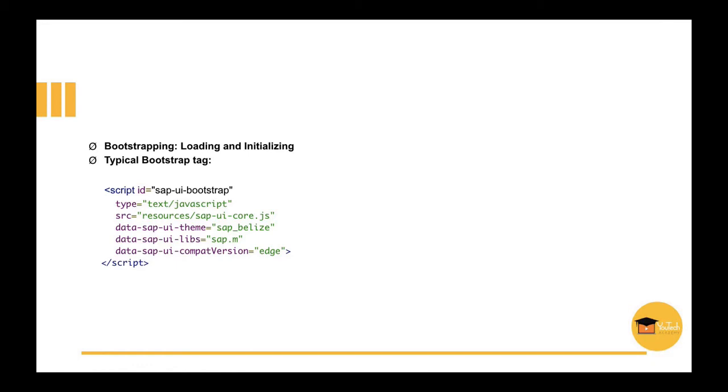Bootstrapping is the loading and initialization of a SAP UI5 application. To run a SAP UI5 application, we need to load and initialize the SAP UI5 library. A typical Bootstrap script looks something like this, where the sap-ui-core.js file is the standard Bootstrap file, which is loaded first. Along with the standard Bootstrap file, themes and library are also loaded. The SAP UI5 Bootstrap script is used to initialize the SAP UI5 runtime as soon as the script is loaded and executed by the browser.